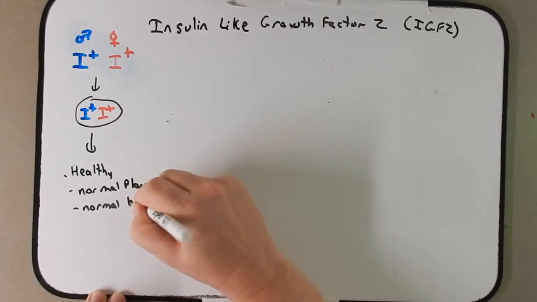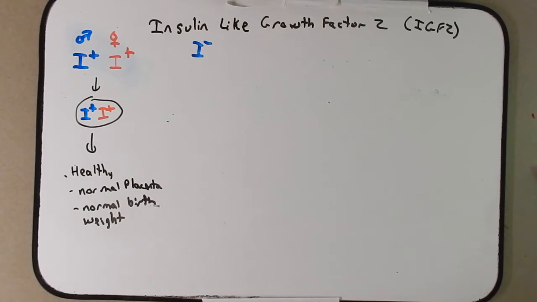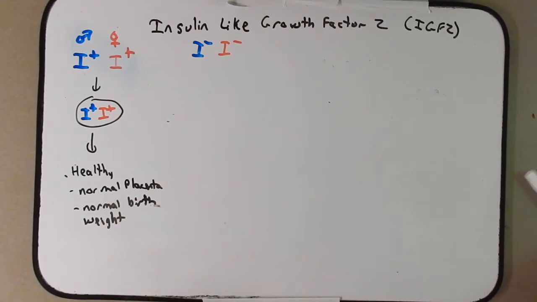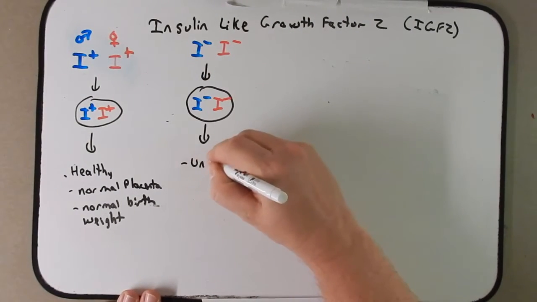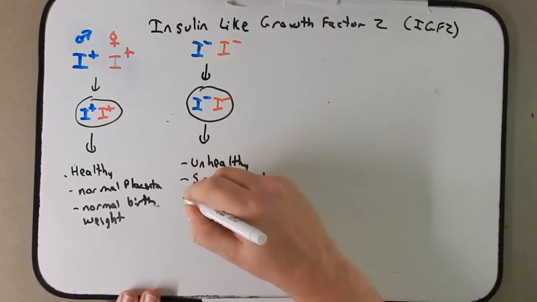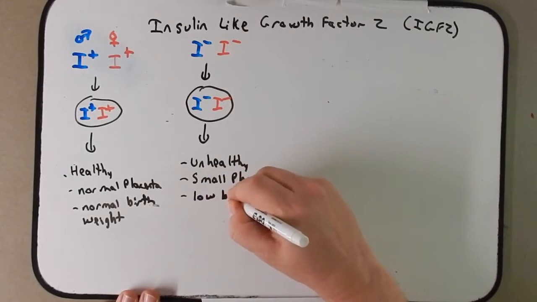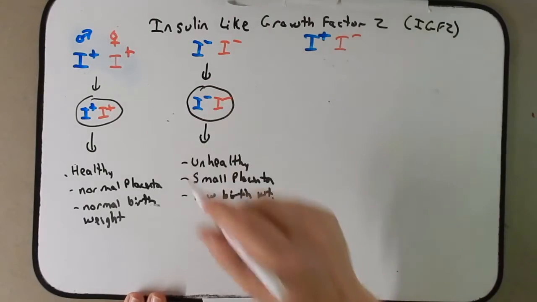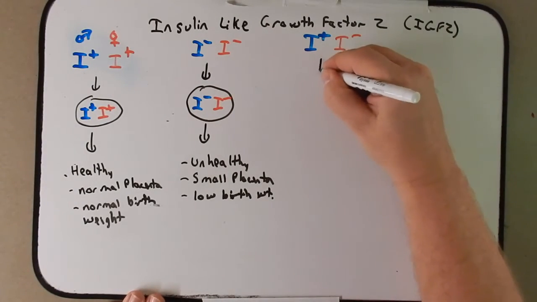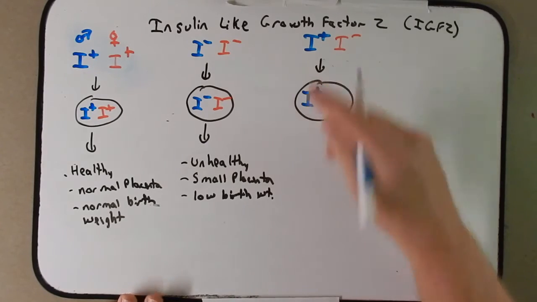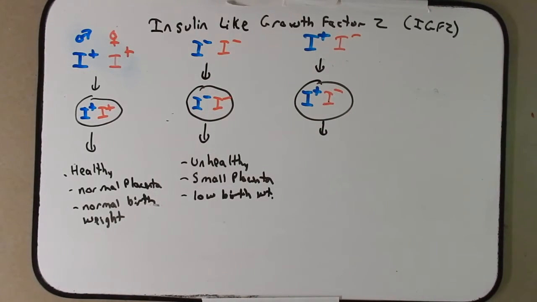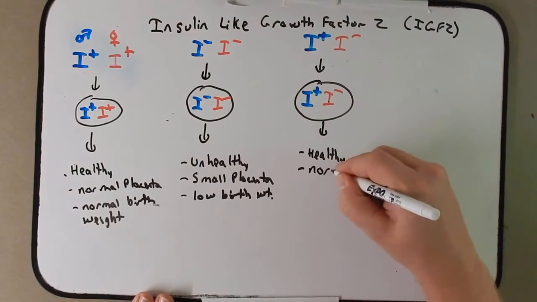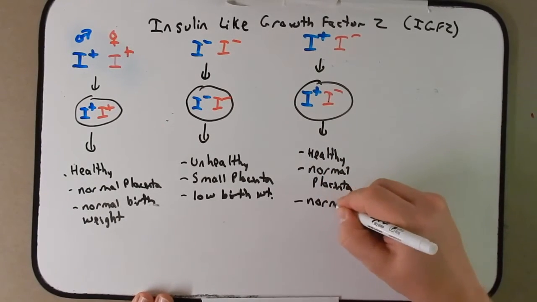normal birth weight. If by chance both copies are mutated, I minus and I minus from mom and dad both, the resulting embryo will be unhealthy. Small placenta, which results in a low birth weight. This can also be lethal. In this example where the paternal copy is not mutated, but the maternal copy is mutated, the embryo that results is heterozygous, I plus from dad, I minus from mom. The resulting embryo is going to be indistinguishable from the first one here. Healthy, with a normal placenta and a normal birth weight.